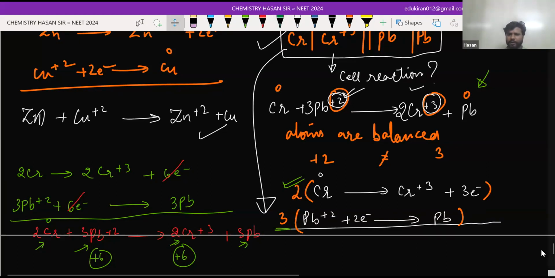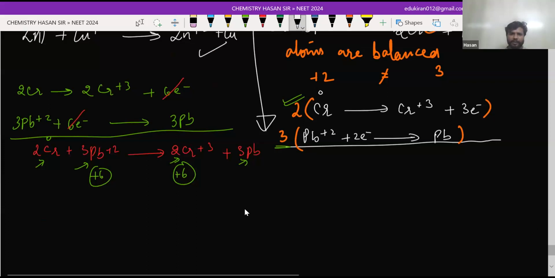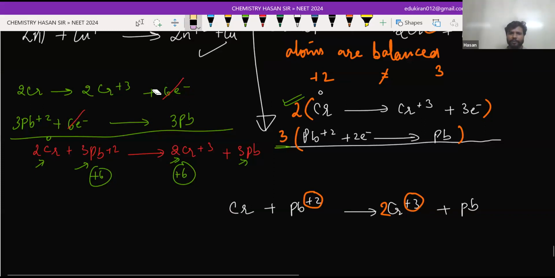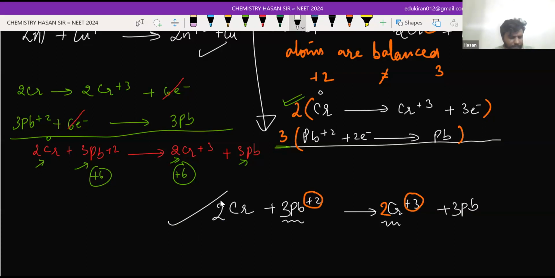What I want to say is that you had given me this, right? Cr plus Pb plus 2, that is going to give you Cr plus 3 plus Pb. So what I told you to do, whatever the charge is here, you are going to multiply here. And whatever your charge is here, you are going to multiply here. Opposite, like this, 3. And then you can balance it. 3Pb is there, so 3. 2 Cr is there, so 2. So it is balanced now. Okay. Is that clear?